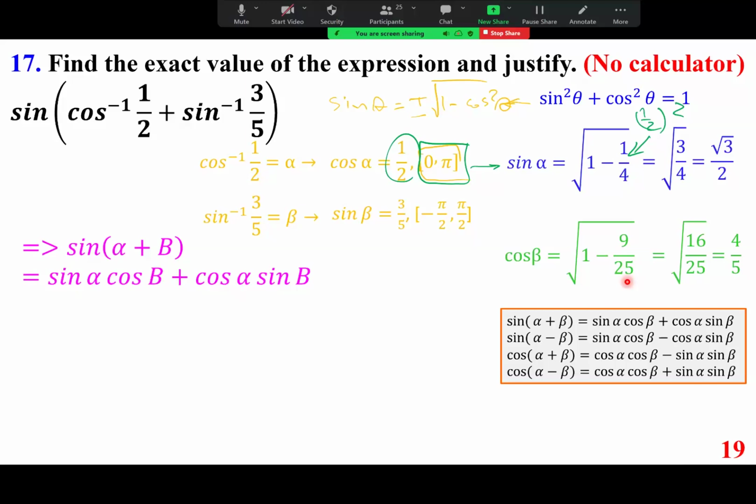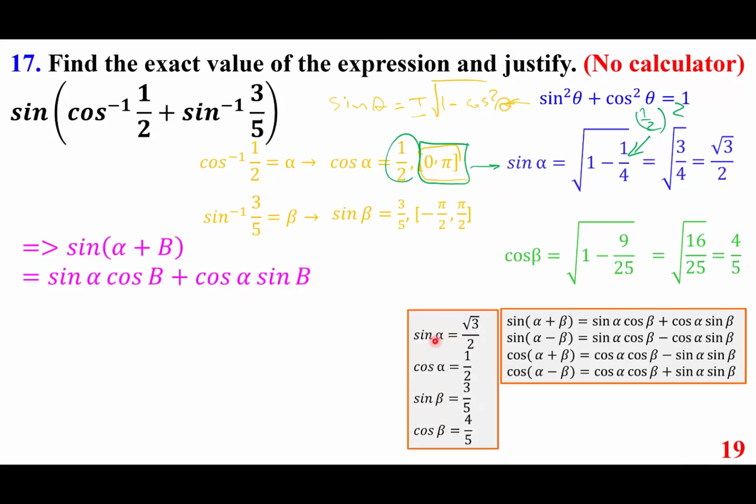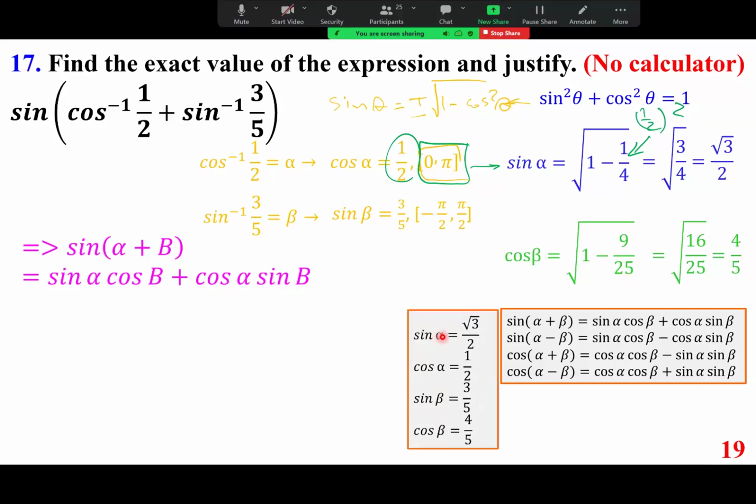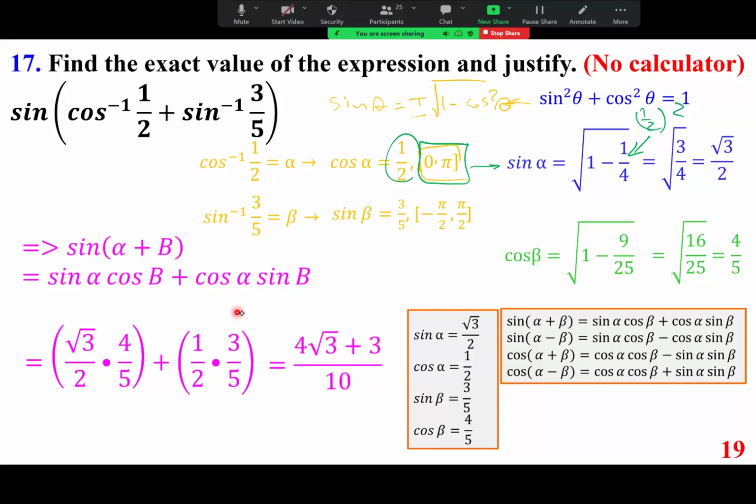Now we have everything we want. So let's write the summary. Sine alpha, square root of 3 over 2. Cosine alpha, 1/2. Sine beta, 3/5. Cosine beta, 4/5. Plug it in. Clearly, the two fractions have the denominator 10. This is the denominator 10. This is the denominator 10. The product of these two is 4 square root of 3. This is 3. So 4 square root of 3 plus 3 over 10 is the final answer.